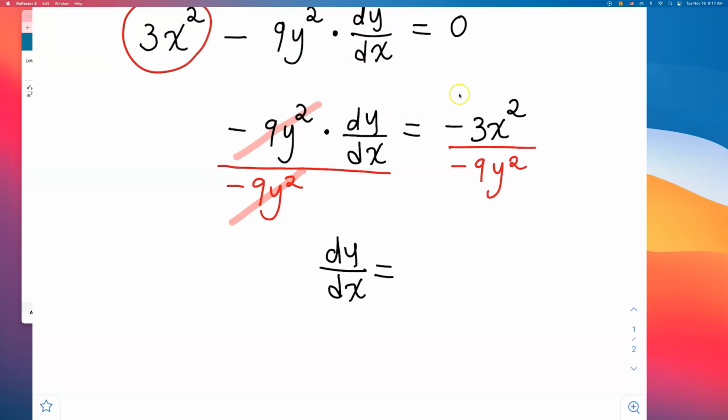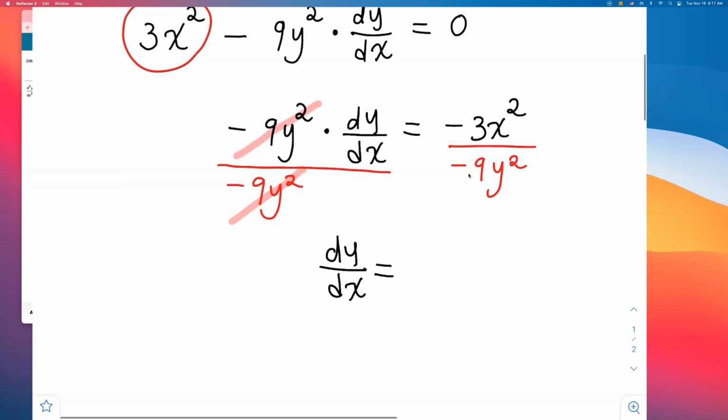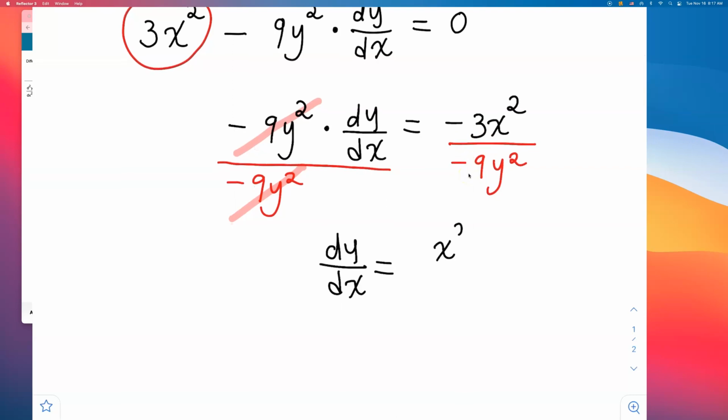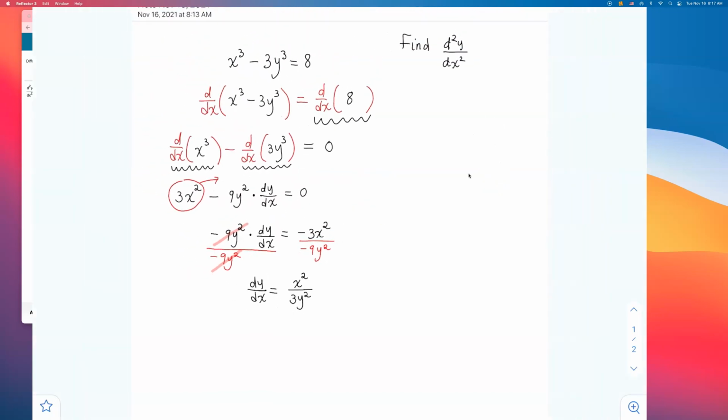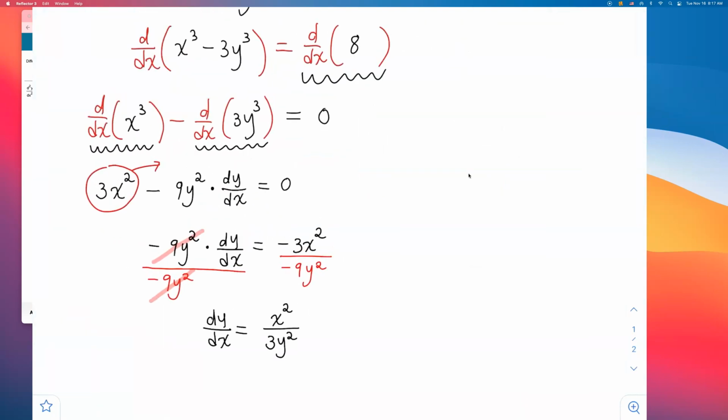Let me simplify this. Negative 3 over negative 9 is positive 1/3. So the derivative is x squared over 3y squared. Now we have to go one more step. They wanted the second derivative, and I found the first derivative, so we're going to go on.